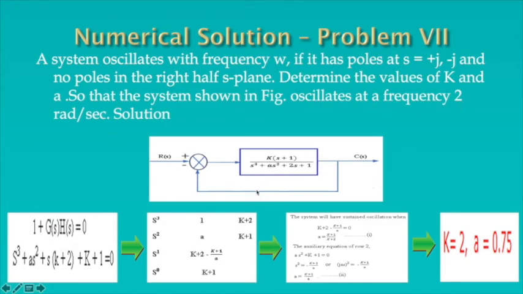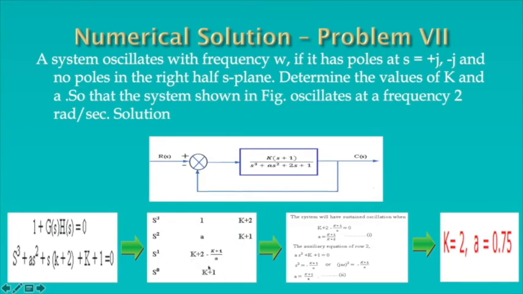Here H(s) is 1, so find the characteristic equation 1 plus G(s) equal to 0. S cube plus a s square plus s k plus 2 plus k plus 1. This is the characteristic equation from this figure. Then using Routh criterion, form the first and second row, and the third row is also defined by the first and second row: a into (k plus 2) minus 1 into (k plus 1), divided by a.